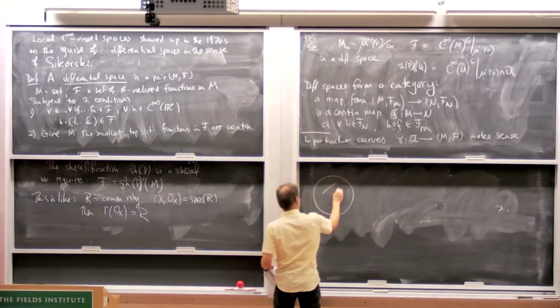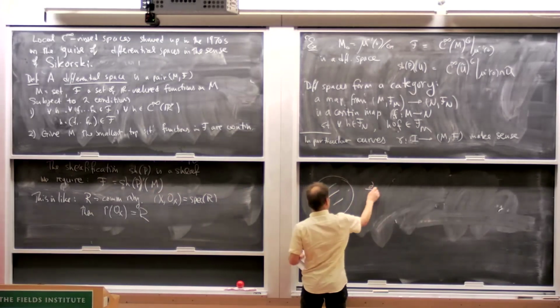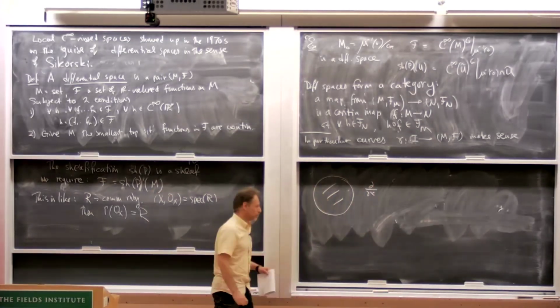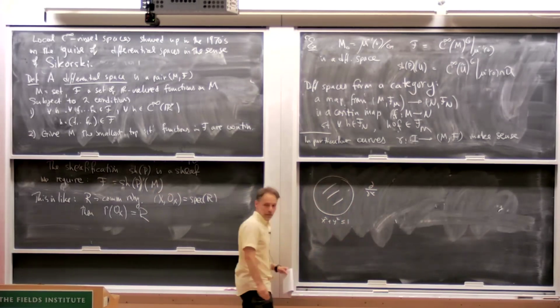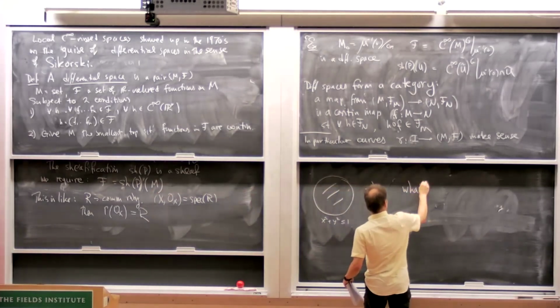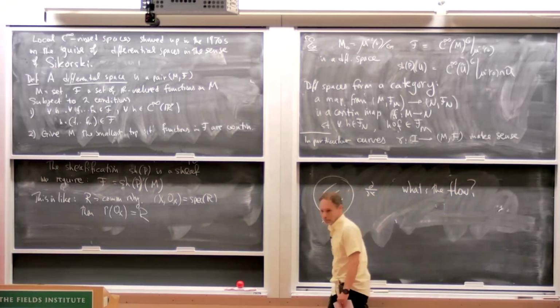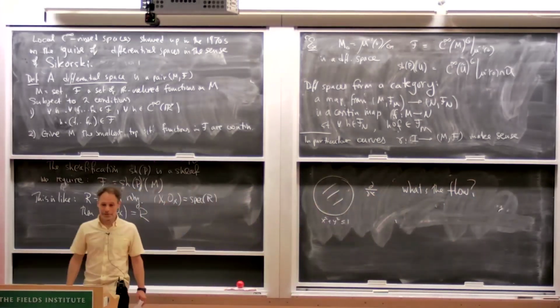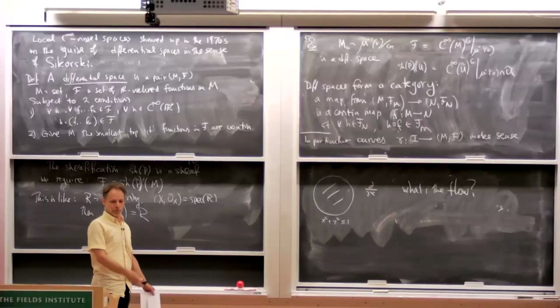If you have a closed disk, and you take the vector field d/dx, so this is x squared plus y squared less than or equal to 1, what's the flow? If you're a physicist, you know exactly what to do.